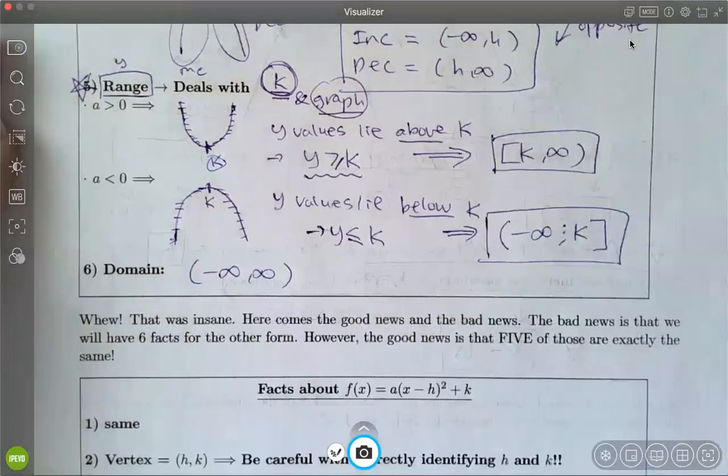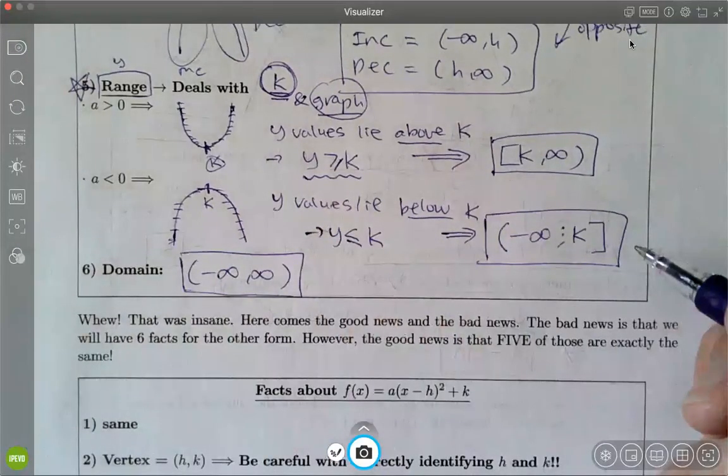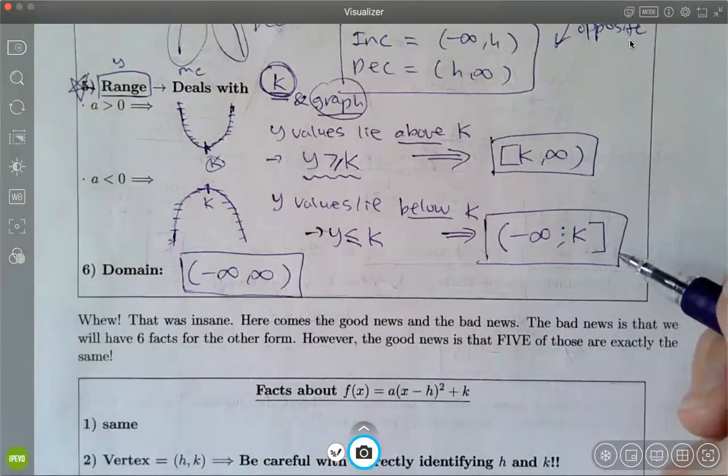And what's the reason? There's no square root, there's no rational. So, it was indeed insane, right? And the most insane part was the parts that I put the stars. The vertex, increasing and decreasing, and the range. Those three are the hardest parts.